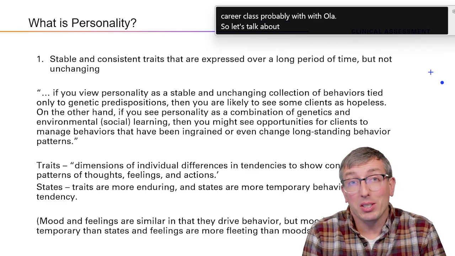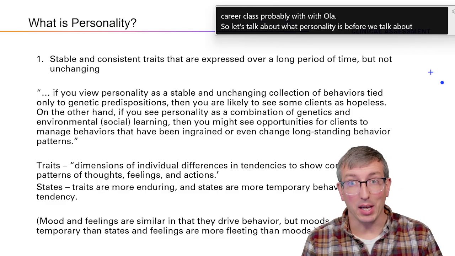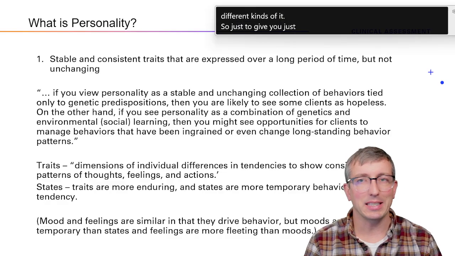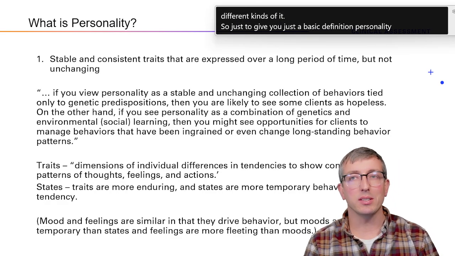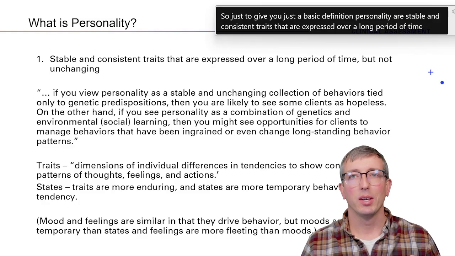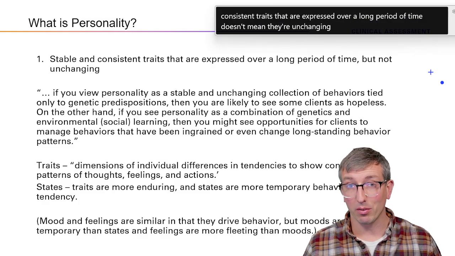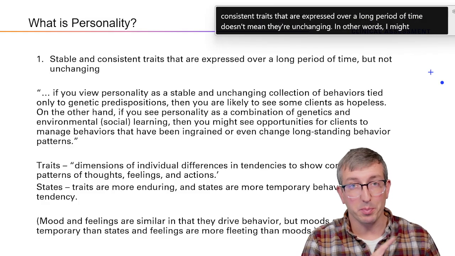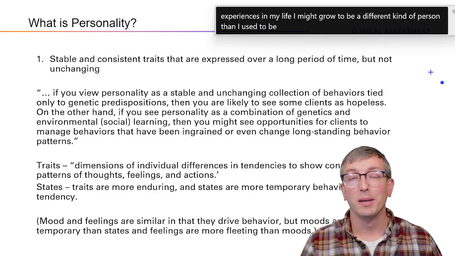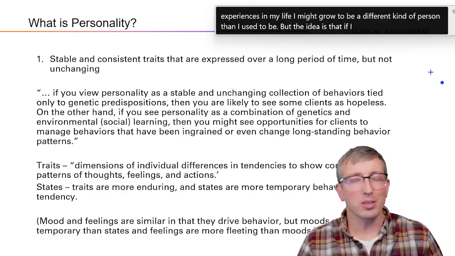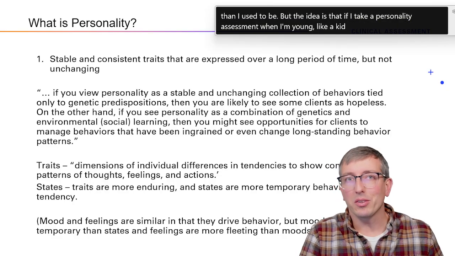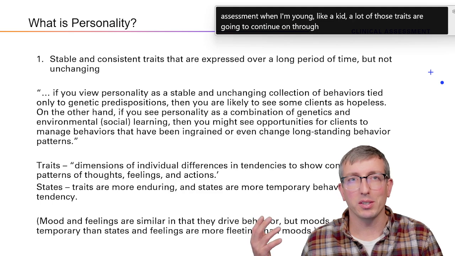So let's talk about what personality is before we talk about the different kinds of it. So just to give you a basic definition, personality are stable and consistent traits that are expressed over a long period of time. Doesn't mean they're unchanging. In other words, I might have experiences in my life. I might grow to be a different kind of person than I used to be. But the idea is that if I take a personality assessment when I'm young, like a kid, a lot of those traits are going to continue on through most of life.